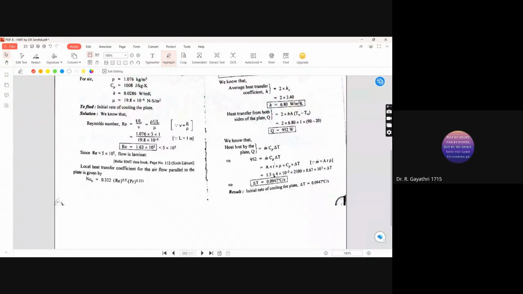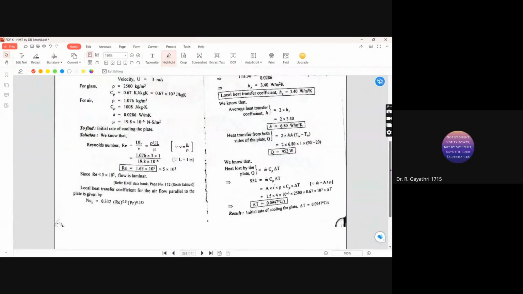Area of the plate is 1.5, thickness of the plate is 4 mm, density is 2500. Thickness 4 mm means 4 into 10 power minus 3 meter. Cp value for the glass plate is 0.67 into 10 power 3. This gives the initial rate of cooling the plate.